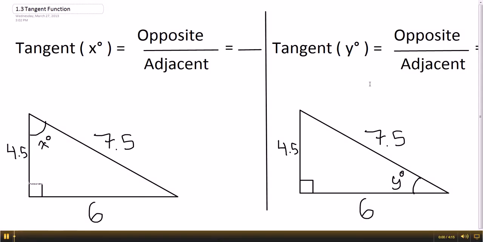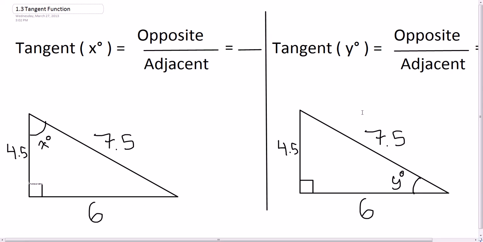And welcome to continuing 1.3. This is the tangent function. So the tangent function is defined as one of the acute angles of a right angled triangle. The tangent of it is equal to the opposite side divided by the adjacent side.